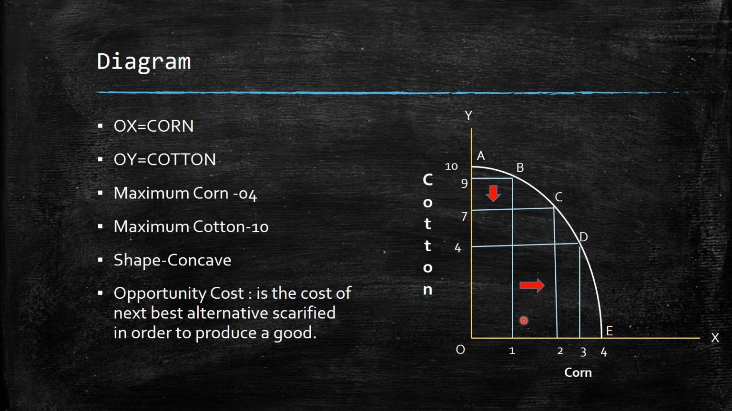So which means in order to increase the production of one good, we want to reduce the production of the other good. When we're increasing corn from 1 to 2, it is only possible by reducing the production of cotton from 9 to 7. If we want to increase corn from 2 to 3, we want to reduce the production of cotton from 7 to 4. Because of opportunity cost, the production possibility curve is always concave in shape. This production possibility curve is also called the transformation curve. Sometimes it is also called the production possibility frontier.